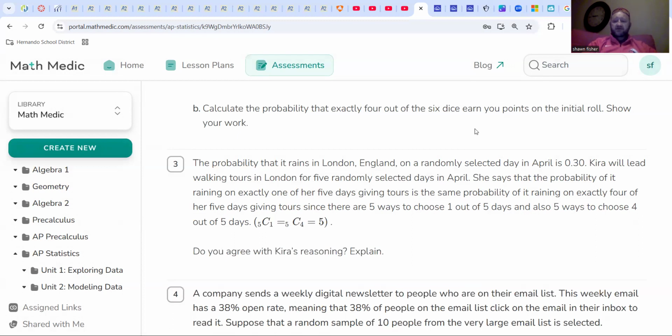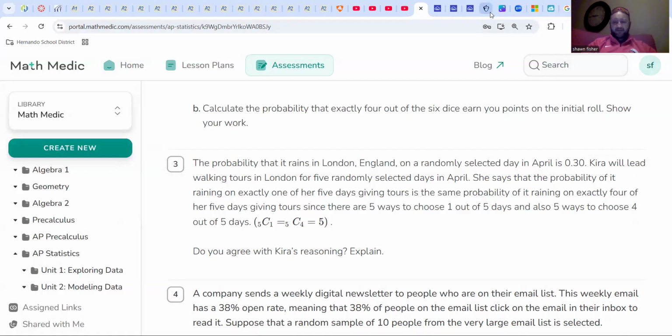Since there are 5 ways to choose 1 and also 5 ways to choose 4. Well, I think I know what she's saying here. If I put in my calculator, oh, they put it down here. 5 choose 1 is 5, and 5 choose 4 is also 5. That's true. There are 5 ways to get a certain scenario, and 5 ways to get this other scenario. That's fine. However, when you're actually doing binomial probability, those are set up in a little bit different manner.